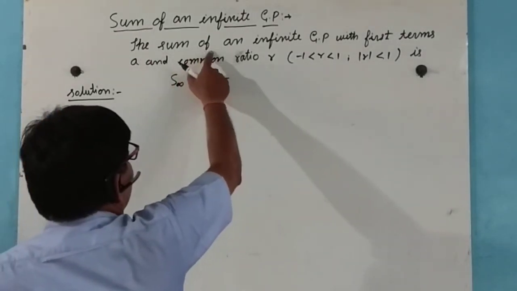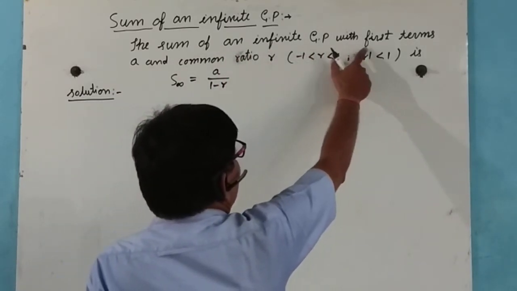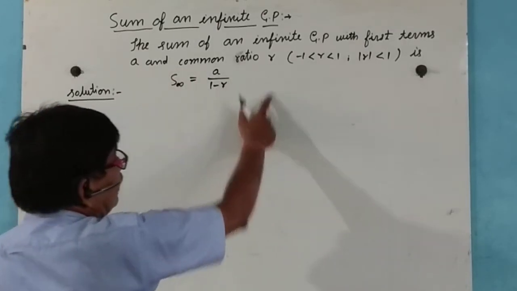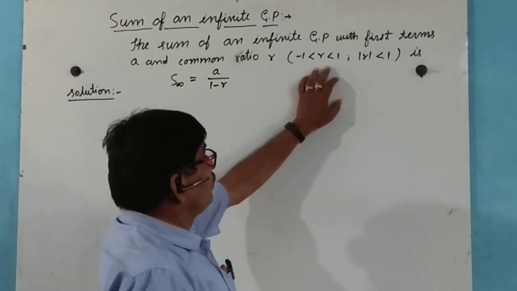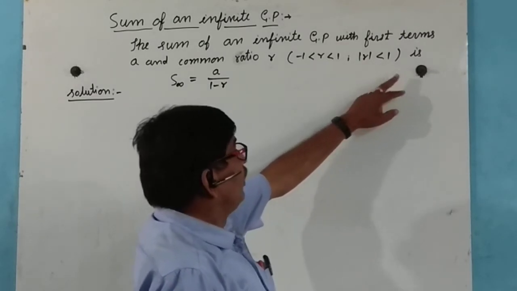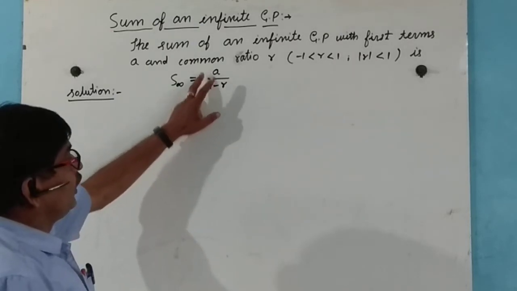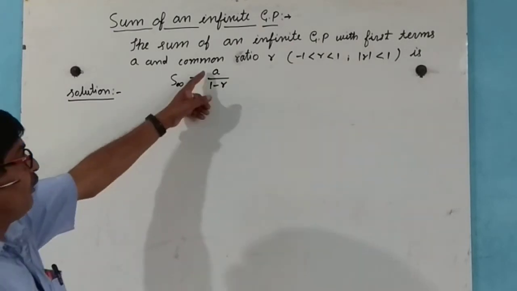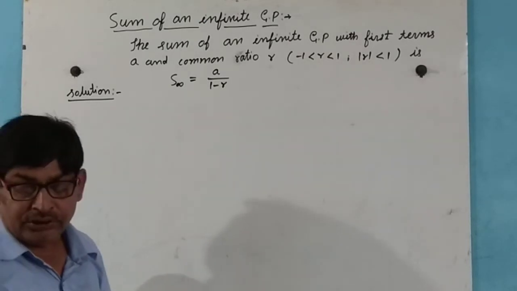The sum of an infinite GP with first term A and common ratio R, where R varies from greater than -1 to less than 1, that is mod of R less than 1, is given by S infinity equal to A by 1 minus R. In this case, A is the first term and R is the common ratio of the GP.